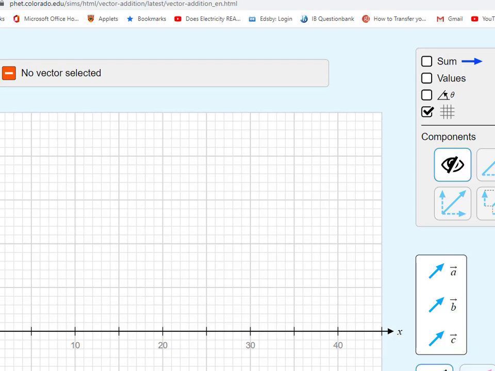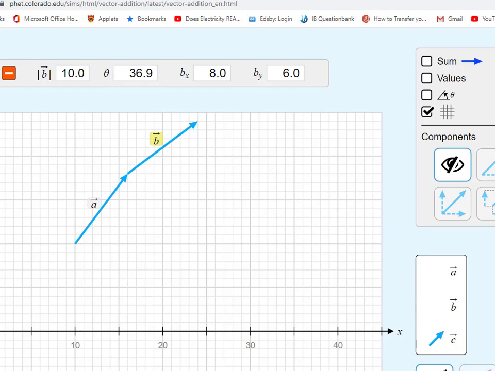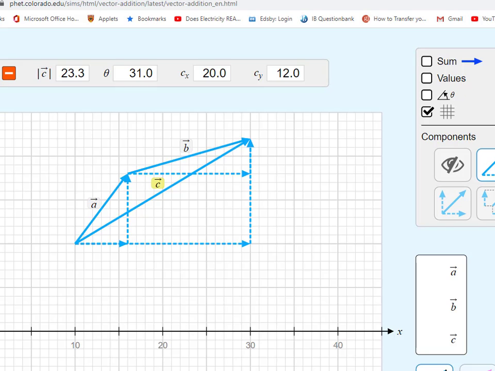You can drag a vector onto the screen. Okay, so there's A, and you'll notice it gives you all of the components that make up A. So it has the magnitude, it has the angle it's measured at, and it has both the x and y pieces. If I drag a second vector B on here, and I highlight it, it gives me all of the properties of B. If I drag C on here, and I make C go from beginning to end, C would be my resultant.